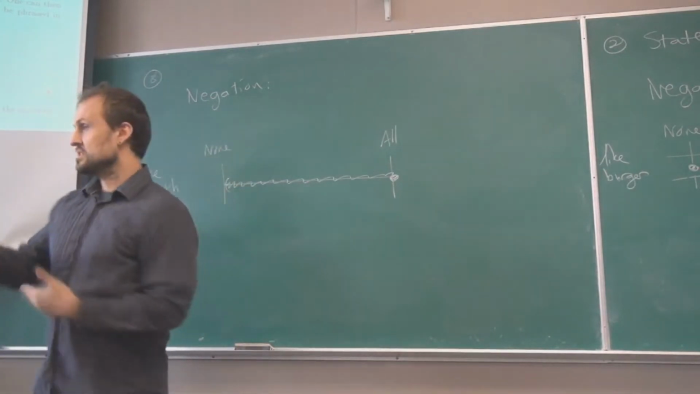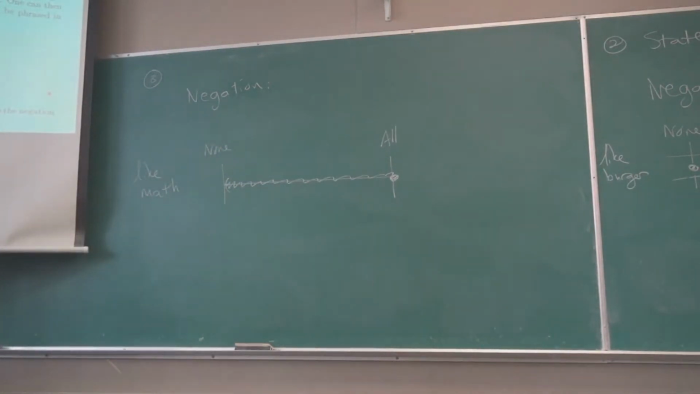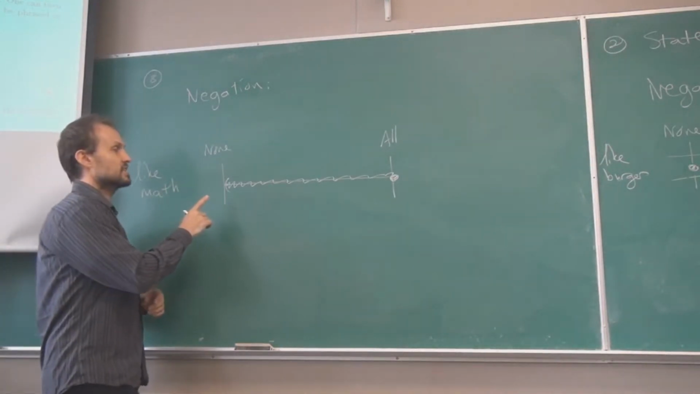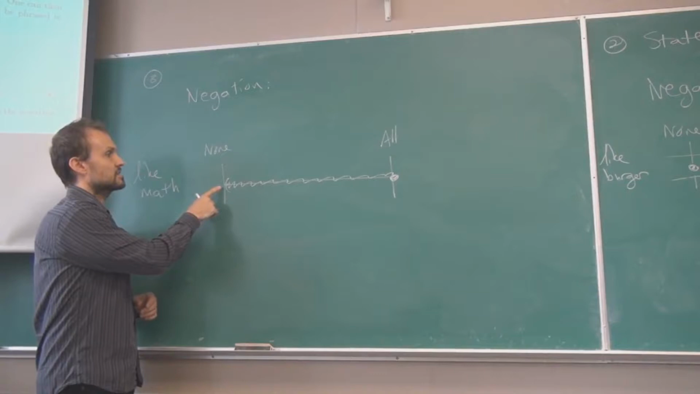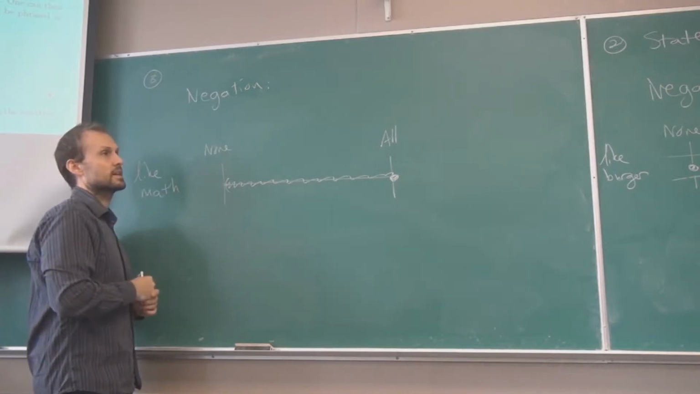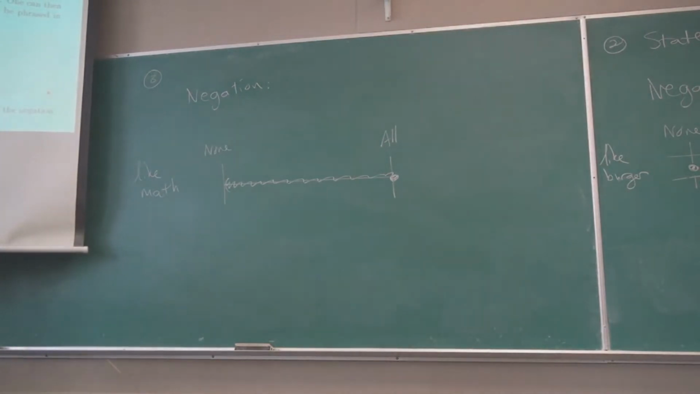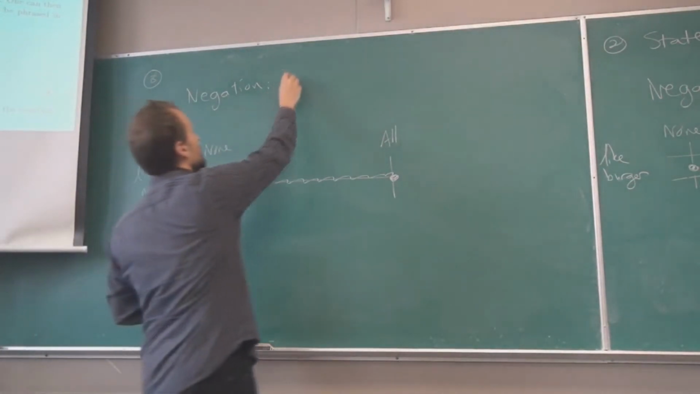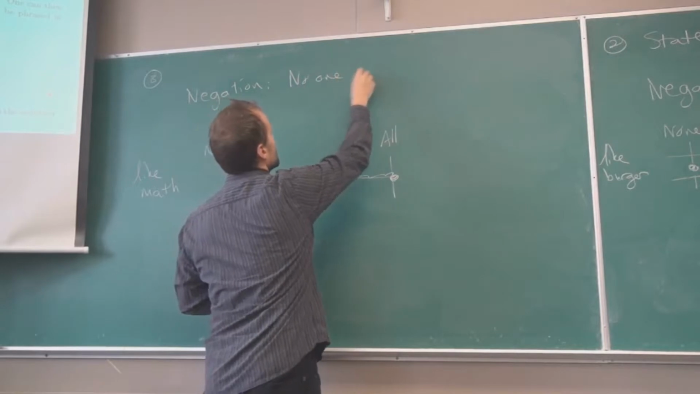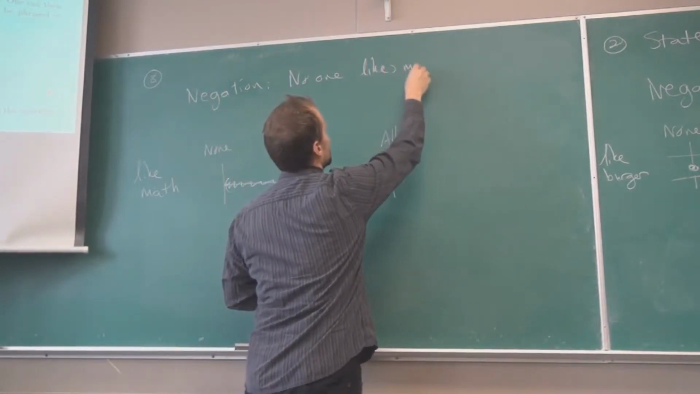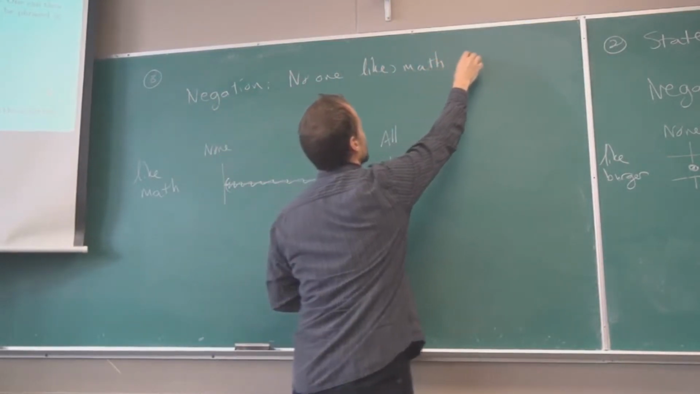Ask yourself this. Someone comes in, surveys, do you like math? Do you like math? Do you like math? So let's say everyone answers yes. They go out, they tell their friend, some people said they like math. Yes, that's true. It happens to be all of them. So the only thing that the negation has to then cover is the case where no one likes math. So if the given statement is not true, then what is true? No one likes math. Oh, that's sad.